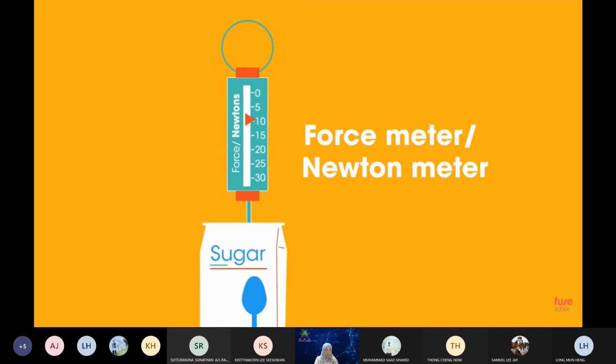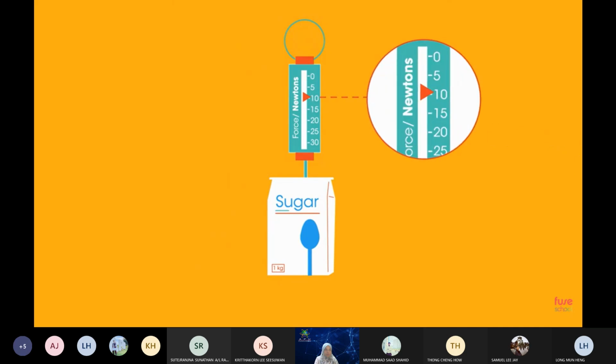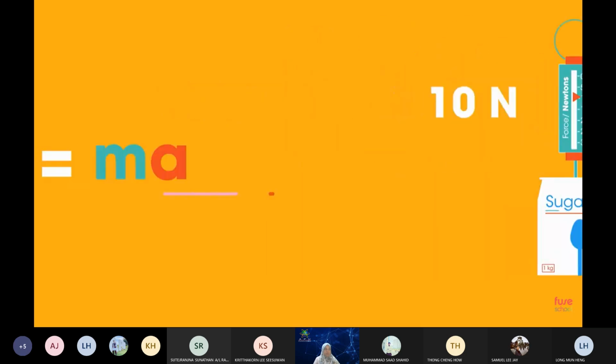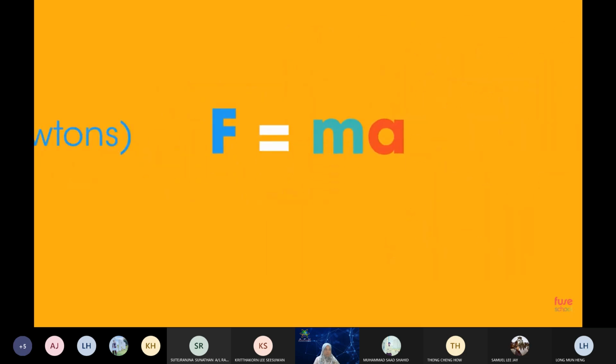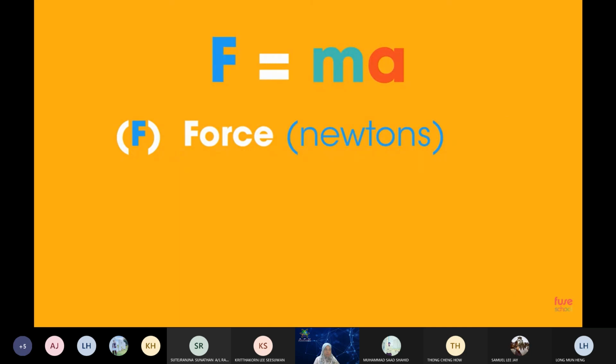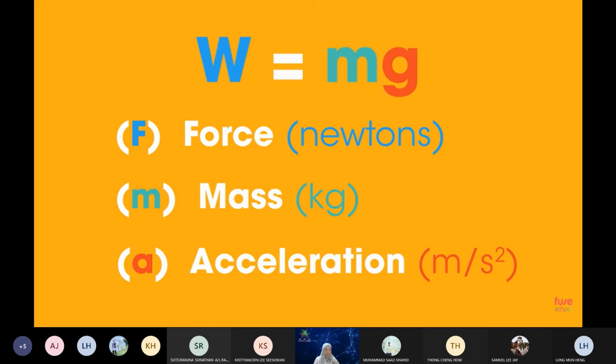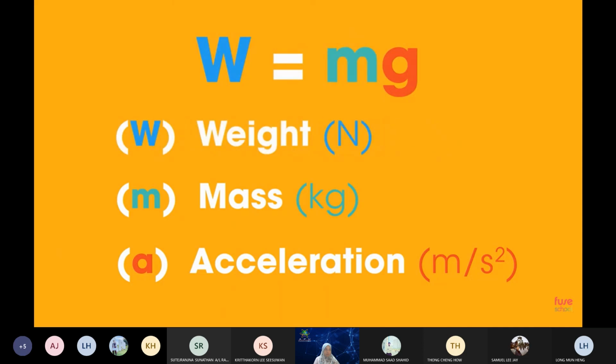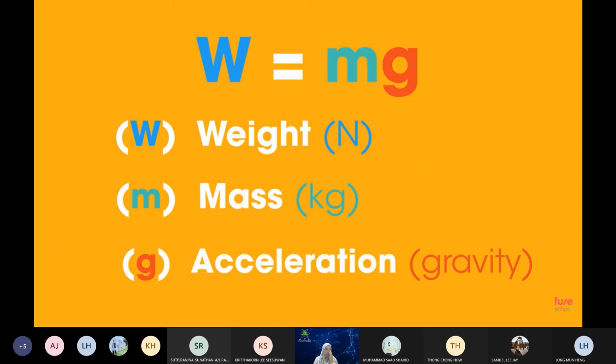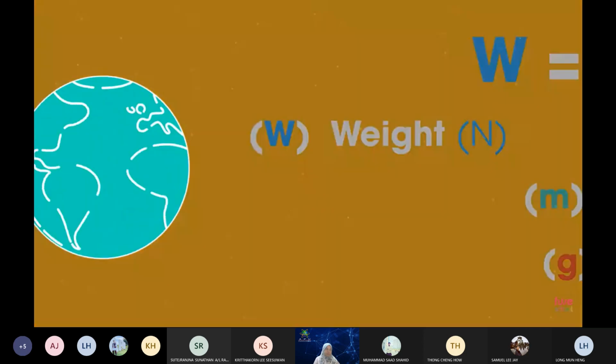Let's add the bag of sugar. It shows the weight is almost 10 newtons. Can you remember the equation that links mass with weight? Remember F equals ma, where F is force in newtons, m is mass in kilograms, and a is acceleration in meters per second squared. We can rewrite this a little as W equals mg, where W is weight in newtons and g is acceleration due to gravity.